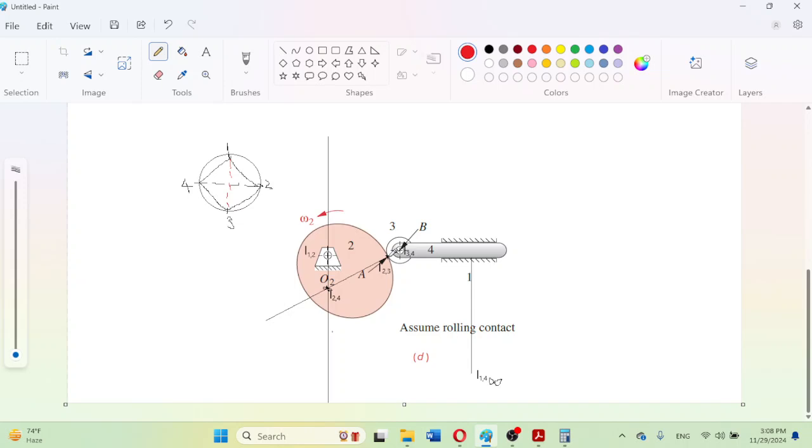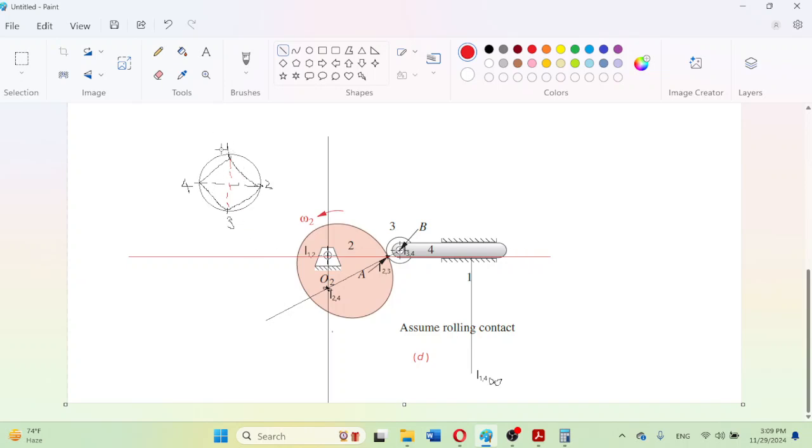So we can draw a line, for example in a different color, through the contact point here like this. Proceed this line in both directions here like this. So instant center I1,2 and I2,3 are on this line. The third instant center I1,3 will be located on this line using the Kennedy theorem.